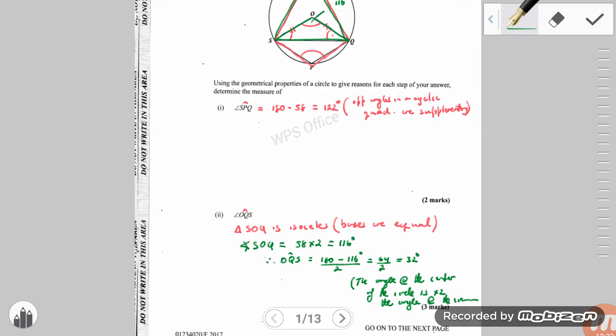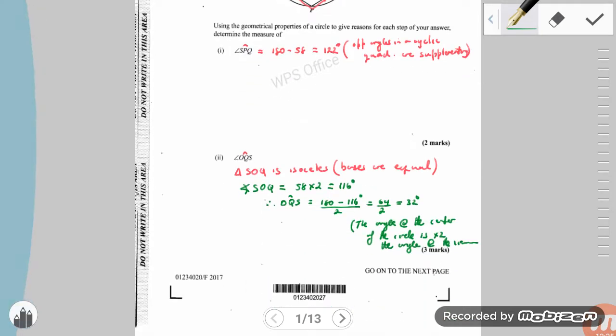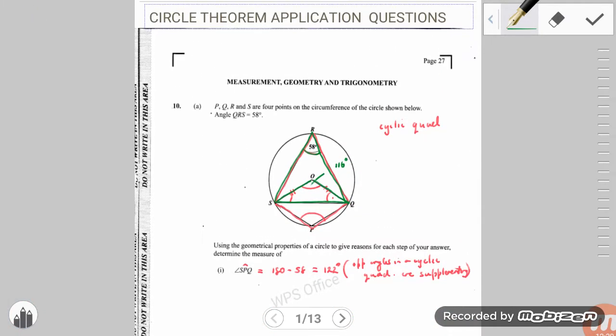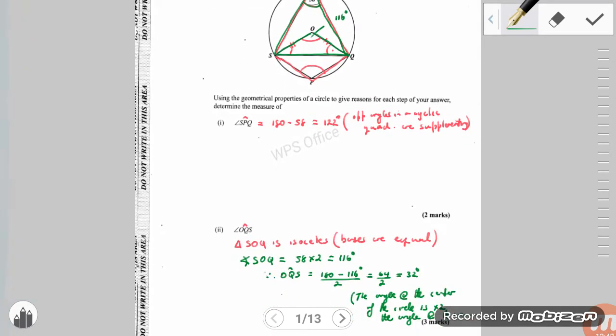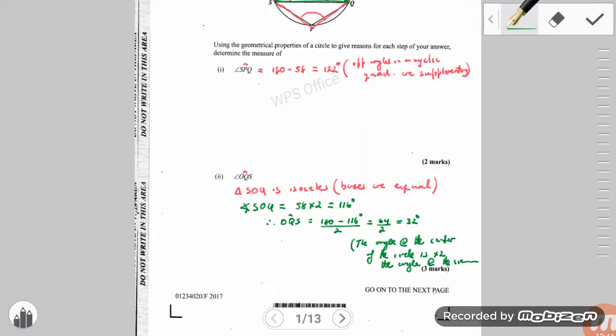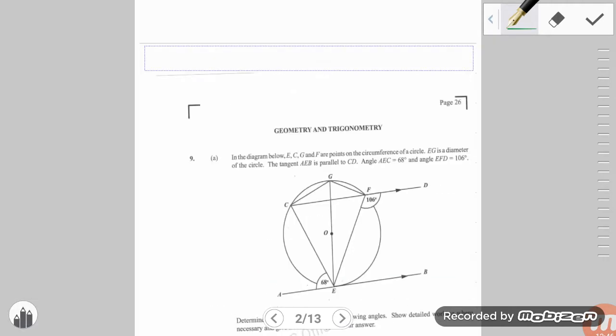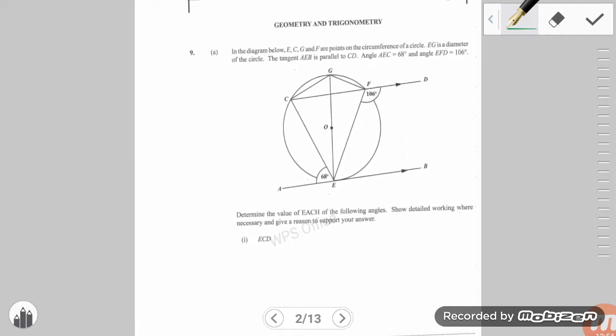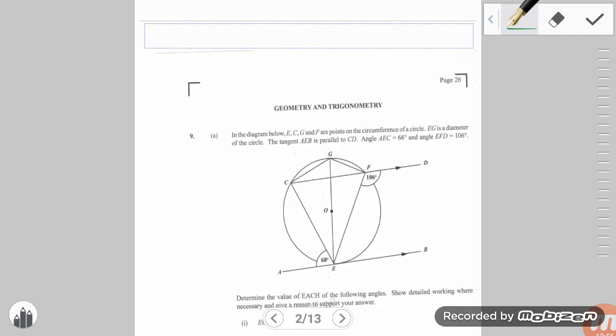All right, pretty good. That was not a tough question at all, and that was just all that was asked of us on the 2017 paper. Let's proceed now to looking at another question. This question now is taken from, again, a May-June paper, 2021. That was just last year, a few months ago.